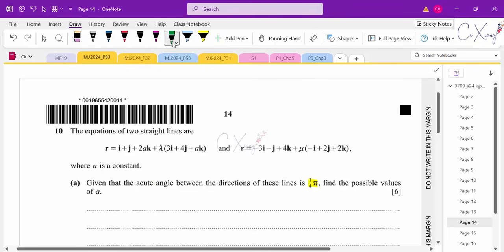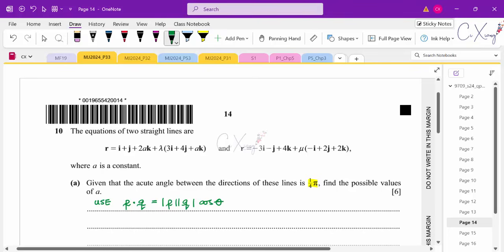Okay, so every time you want to find the angle between 2 lines in vector form, basically we have the general equation like this. I have to use vector P dot vector Q, which equals the modulus of P multiplied by the modulus of Q, then multiplied by cos theta.